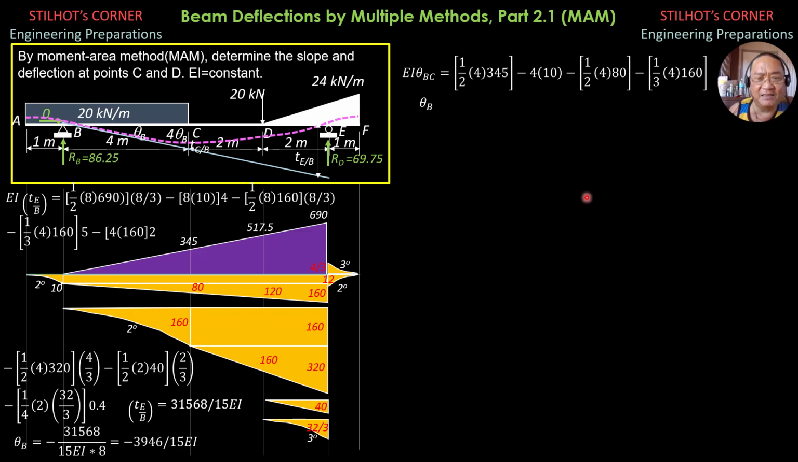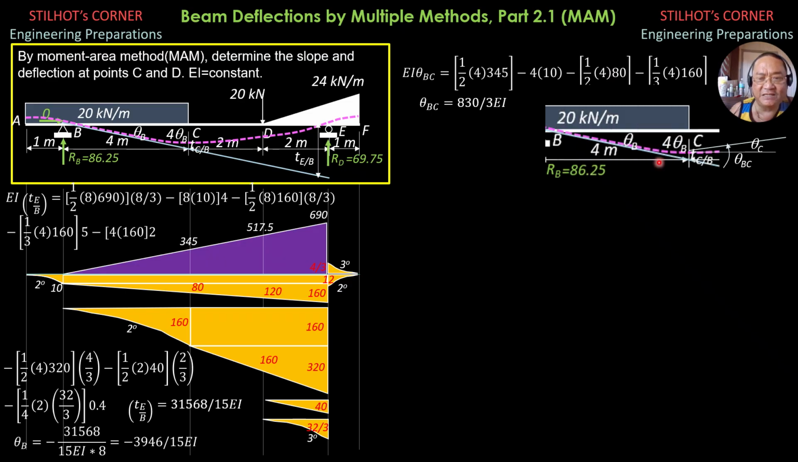So theta BC is equal to 830 over 3 EI, and that is counterclockwise because it is positive. Evaluating the decimal equivalent of theta BC as compared to the absolute value and decimal equivalent of theta B, theta BC is greater than theta B. So meaning the tangent at C will have a slope which is positive, as shown in this figure here.